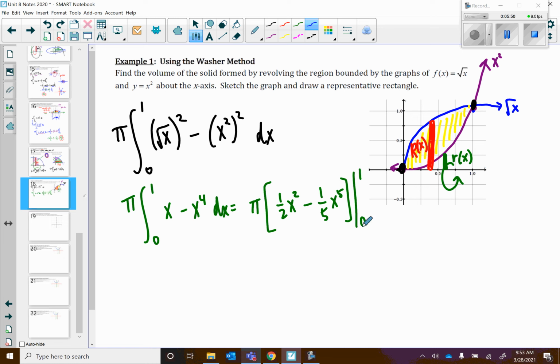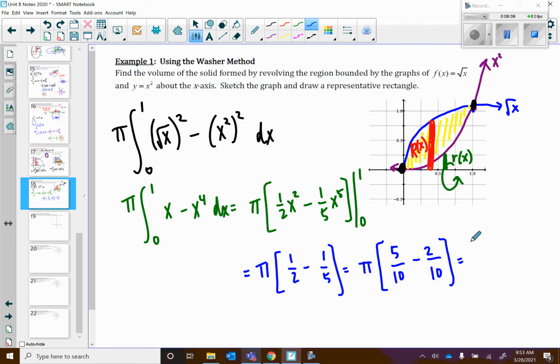Because we have that 0 lower bound and both these pieces have x's, I don't need to worry about that, so I really have pi times the quantity 1/2 minus 1/5, and I'll do this algebra. Pi times 5/10 minus 2/10 is equal to 3 pi over 10. 3 pi over 10 is the volume of this weird donut-esque, well, it's not really donut-esque, but if I took this region and rotated it around that x-axis.